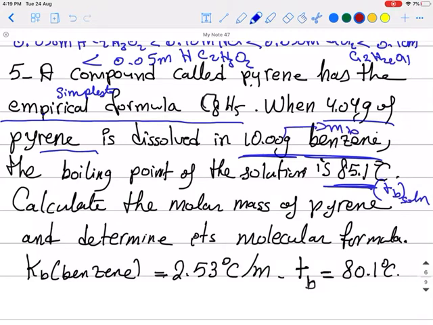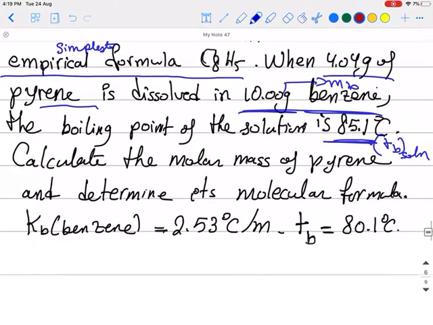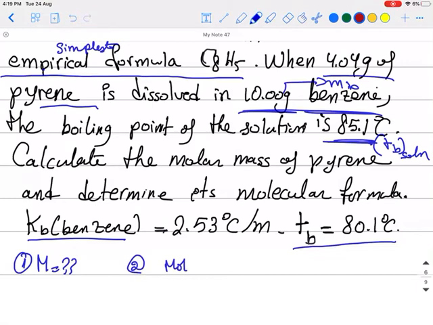This is the mass of benzene, which is the solvent, and he gave me the empirical formula. Calculate the molar mass of pyrene. So we need to find the molar mass of pyrene and determine its molecular formula. And he has given me the molal boiling point elevation constant, and the T boiling for benzene. So the first requirement, calculate the molar mass. The second requirement, I need to find the molecular formula.